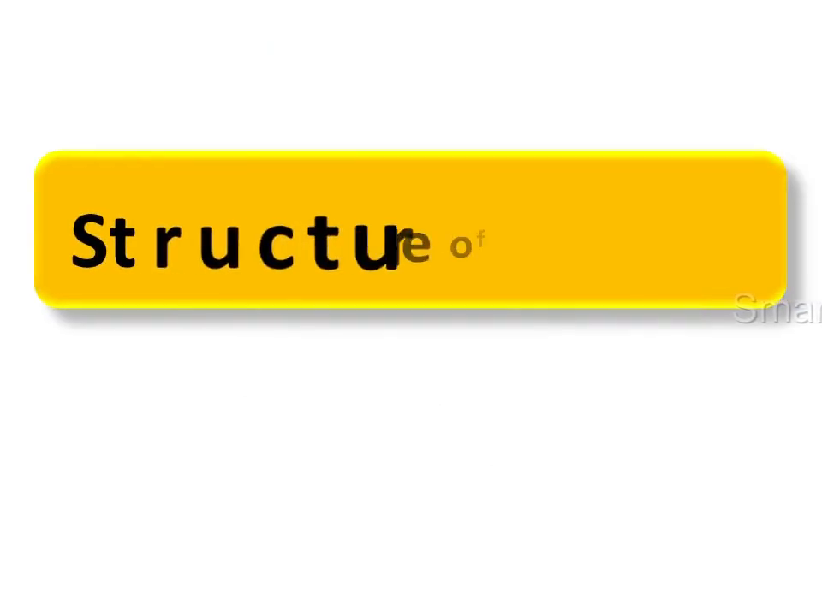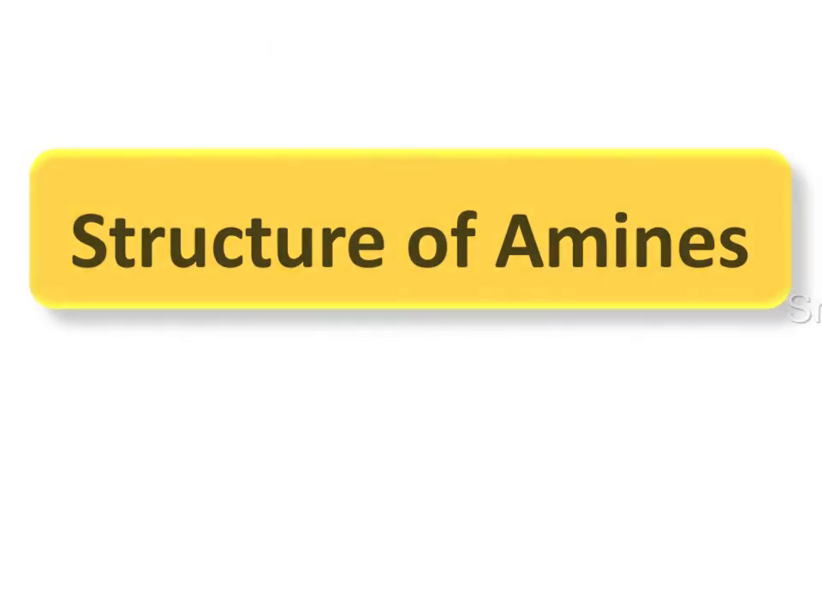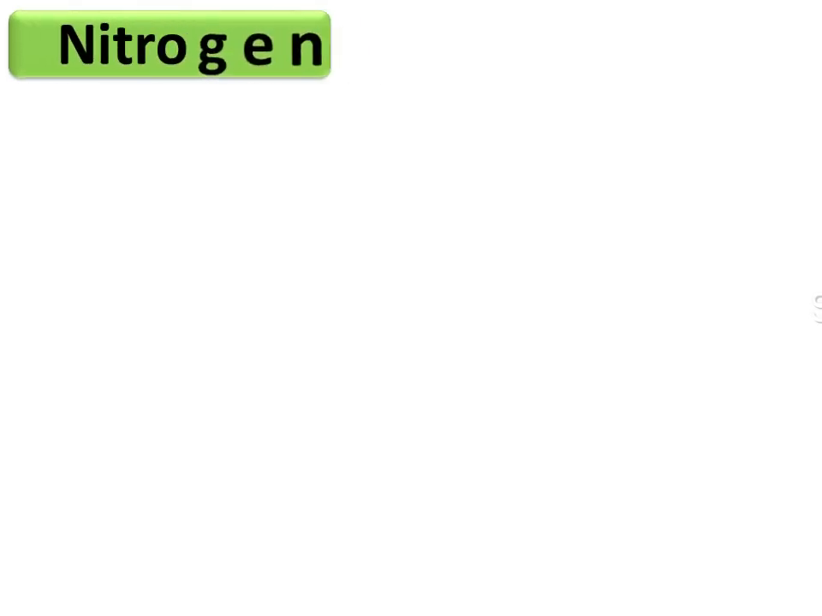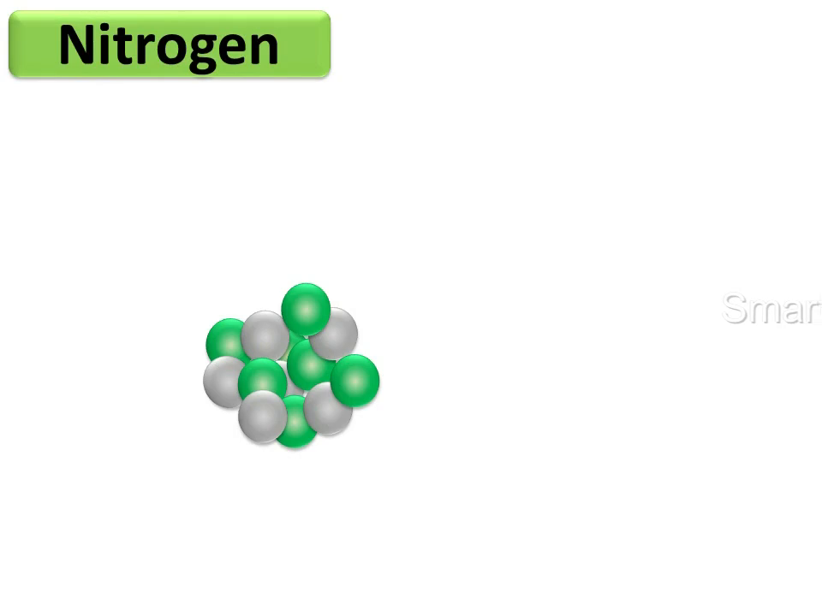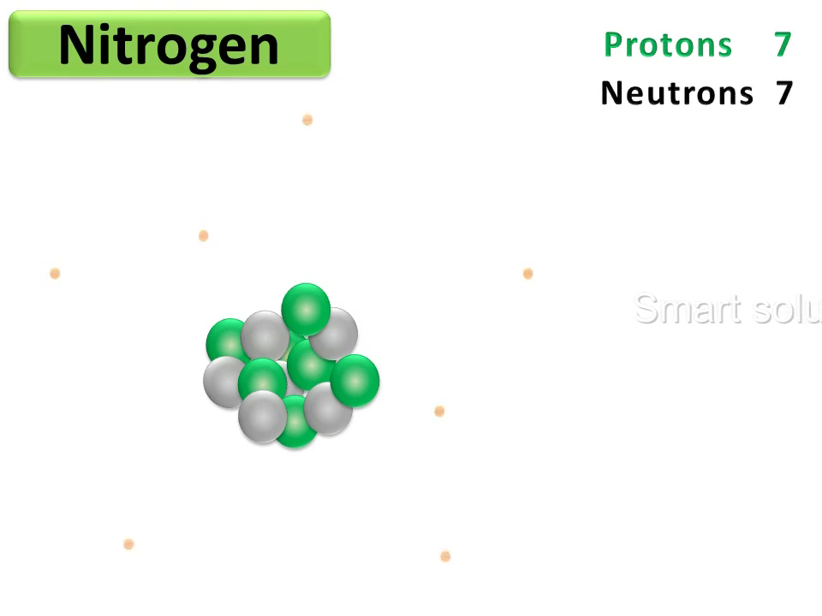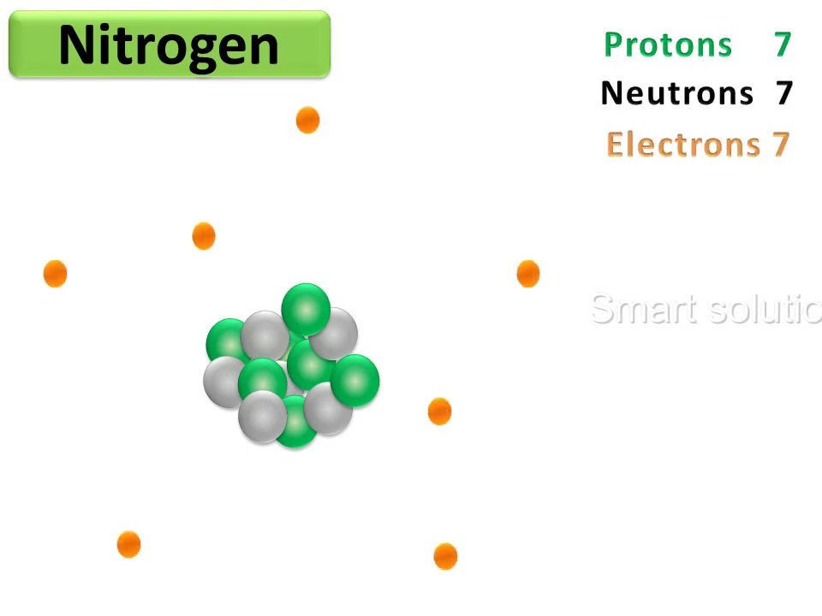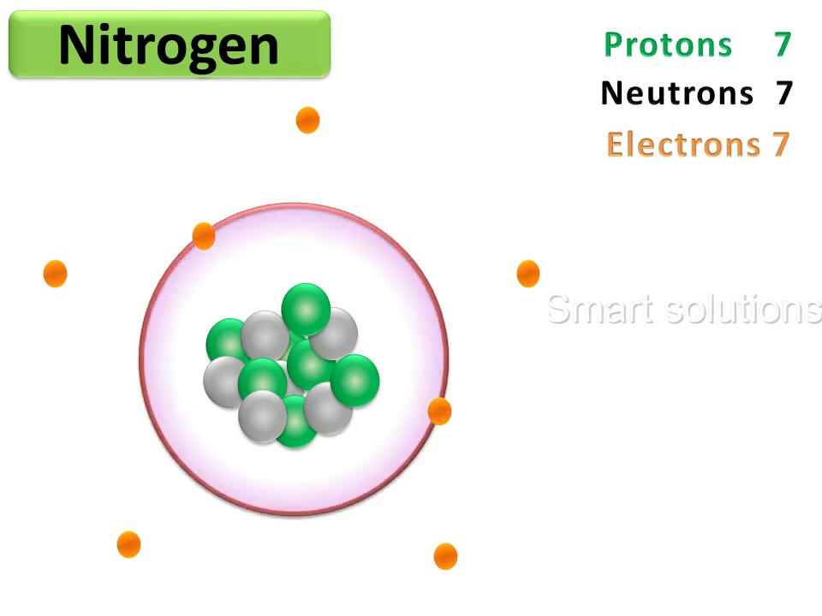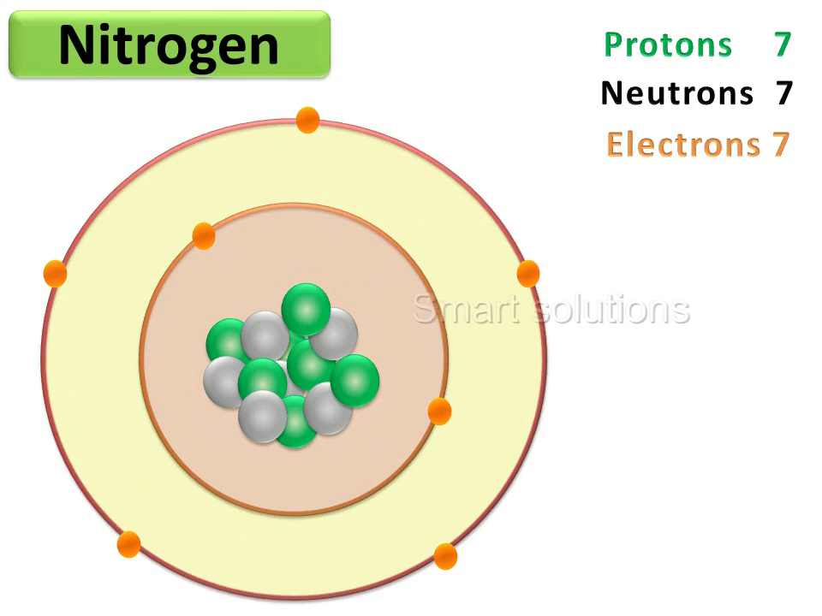Structure of amines. Nitrogen. A nitrogen atom contains 7 protons, 7 neutrons and 7 electrons. 2 electrons are in the innermost K shell. The remaining 5 electrons are in the outer valence shell.